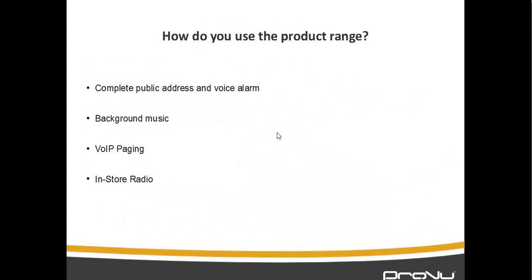So before moving forward to the actual manufacturer, how do you use the product range? What do these product ranges do? So basically, the product range we're going to discuss in a minute are complete paging systems. So they are public address systems, and they can also be used as voice alarm systems. They can also be used to stream background music, VoIP paging, and some people do also use them as an install radio system as well. So there's quite a lot of flexibility in how you would use these devices.